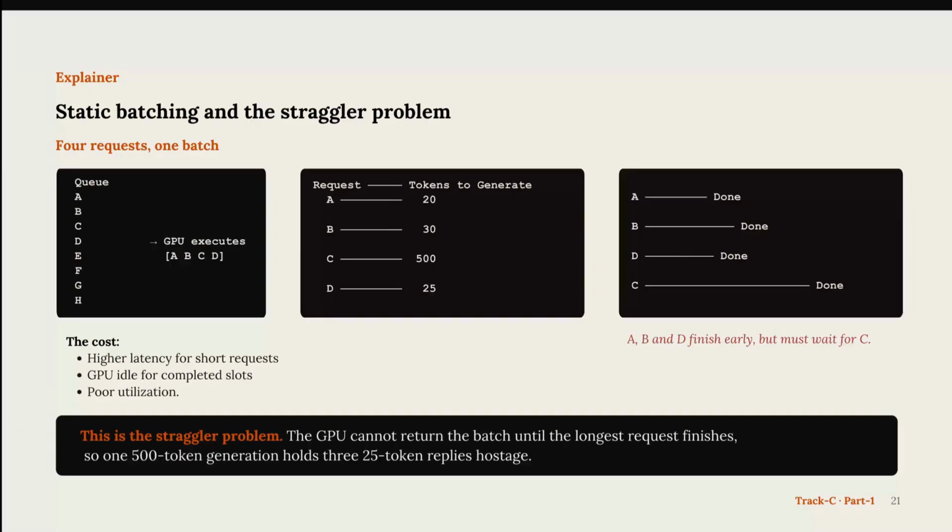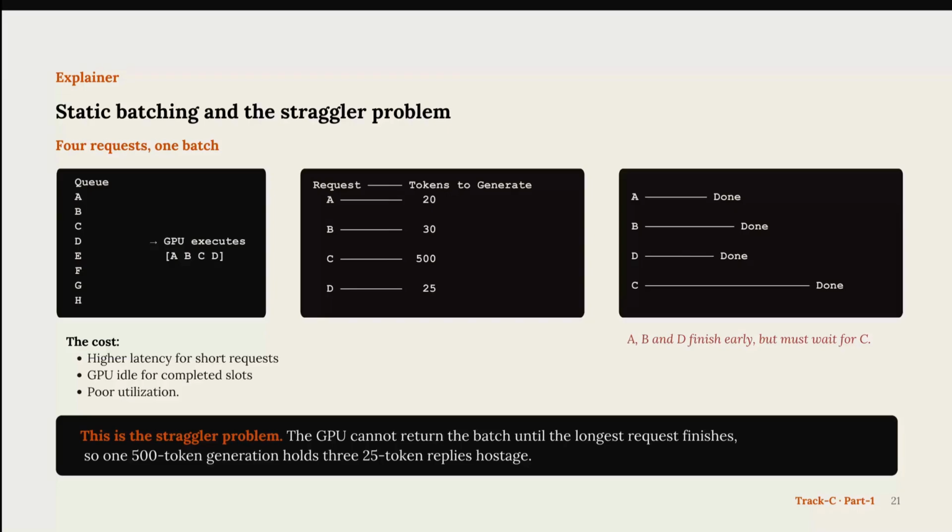So D, B, and A would be completed, and C would still be running at this point in time. Yeah. So for that batch to complete, the GPU will say wait. It will not deliver B, C, D and allow others to enter the queue. So the GPU's performance is low here. Yeah. Though there is higher latency for short requests, immediately it's giving a response. The GPU is idle for completed sorts.